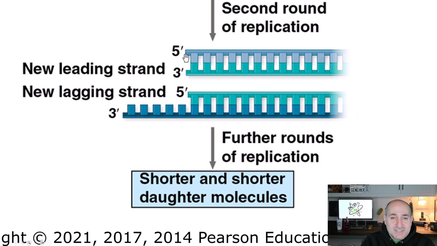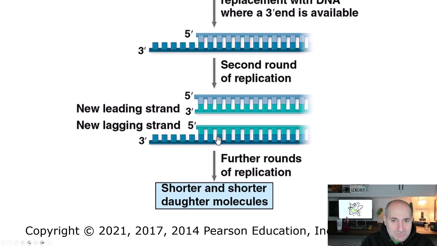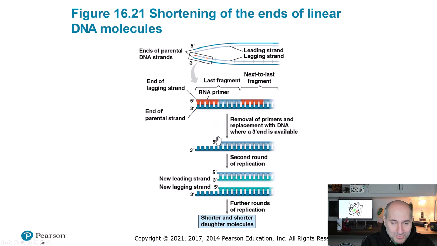So if we don't take care of this problem, this is going to result in further rounds of replication with shorter and shorter daughter molecules. Do we want the ends of our chromosomes to keep getting shorter and shorter every time the DNA is replicated? No way. We do not want our chromosomes to get shorter and shorter and shorter. That's the problem with eukaryotic DNA. So we need a way to fix this problem and prevent the shortening of the ends of our linear DNA.